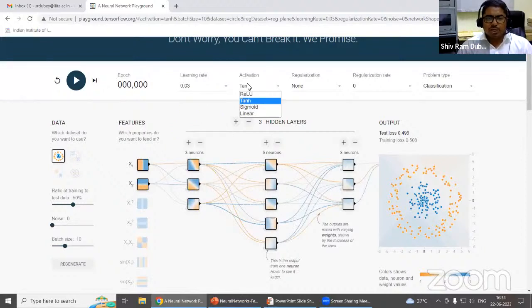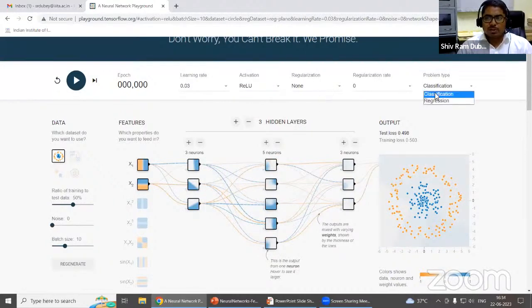Which activation function do you want to use? Suppose I am setting ReLU. And which regularization? Right now I'm not talking about regularization. Suppose it is a classification problem. After that, we will start the training. Once we start the training, how the decision boundary is being learned will be displayed here in the right side, on the data distribution that we have.